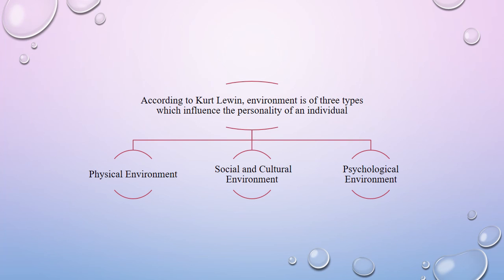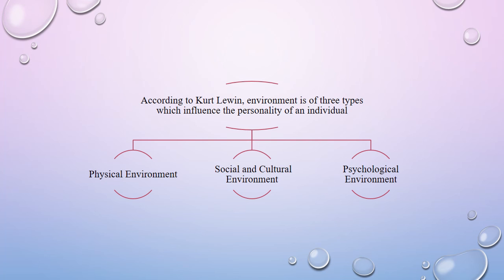These are the three broad types, and as per another classification, environment is of three types, which is influenced by the personality of an individual. These three types are physical, social and cultural, and psychological environment. Physical environment simply refers to geographical climate, weather, or physical conditions where an individual lives. Second, social environment. It includes an individual's social, economic, and political conditions wherein he lives.